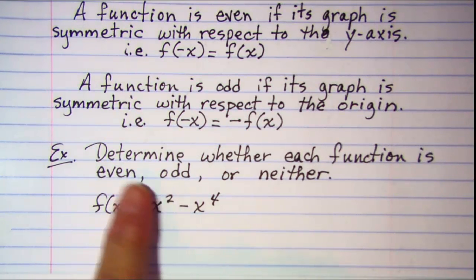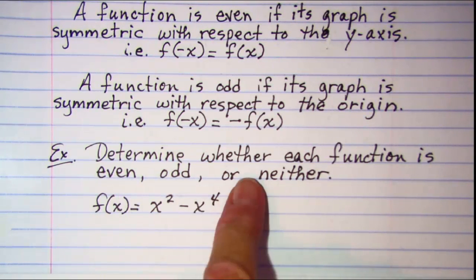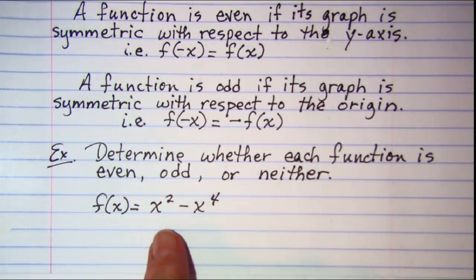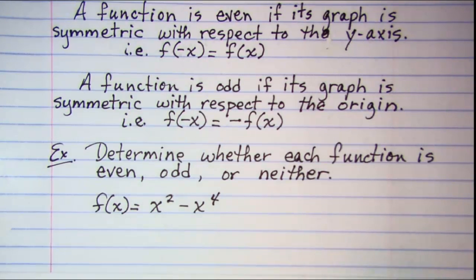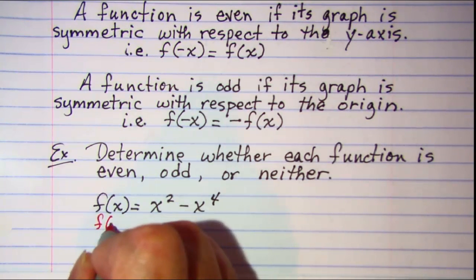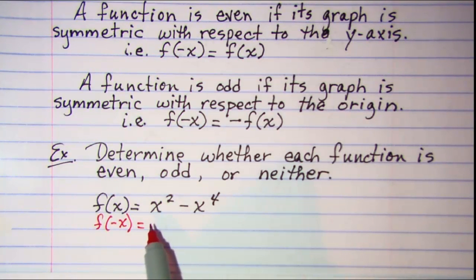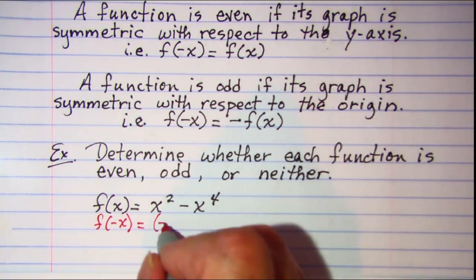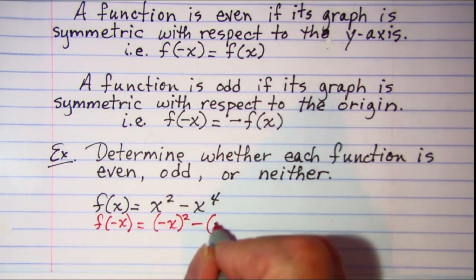Let's do a few problems. We're asked to determine whether each function is even, odd, or neither. So basically, if we don't have a graph to go from, we just need to look at f of negative x. So we can find f of negative x by subbing in a negative x every place where we see x.